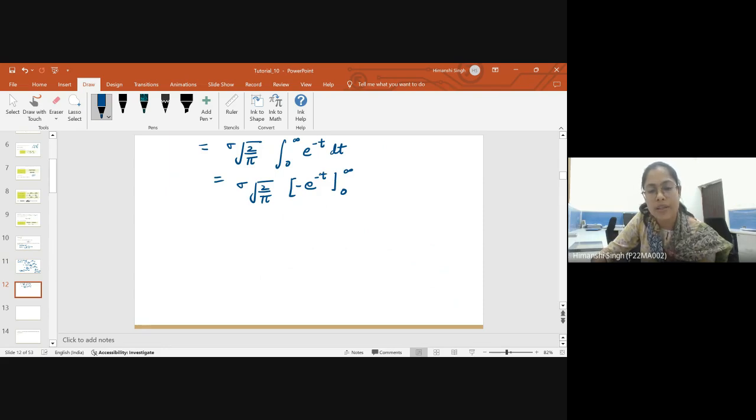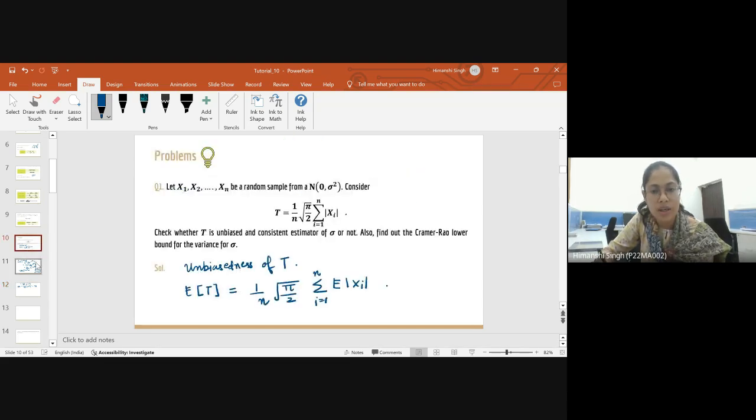So the upper limit will go towards 0 and the lower limit will go towards 1, and the negative sign will become positive. So it will be sigma under root 2 upon pi. This is basically the expected value of mod x. Okay, so this is the expected value of mod x, so I will be putting this value here.